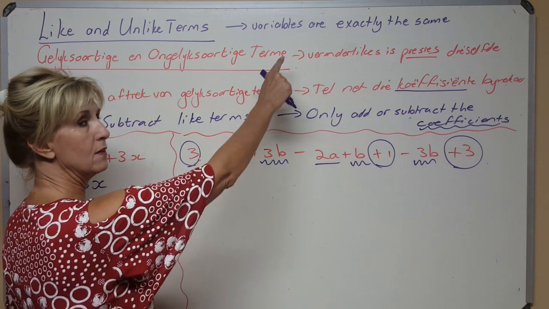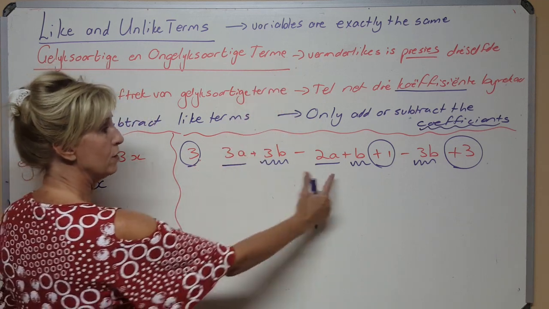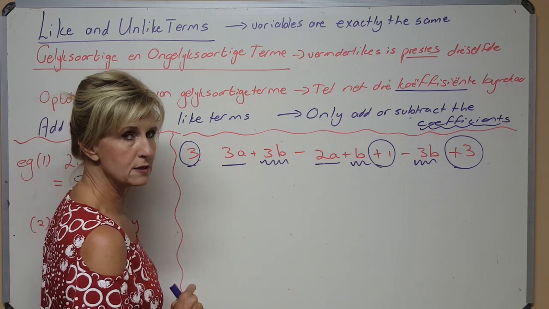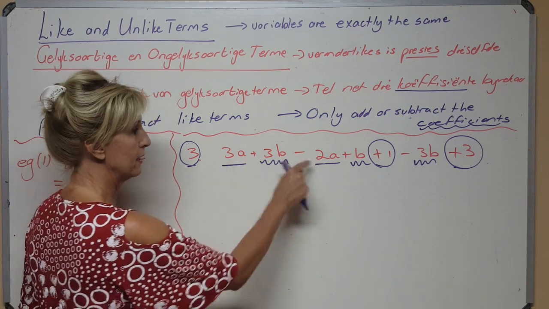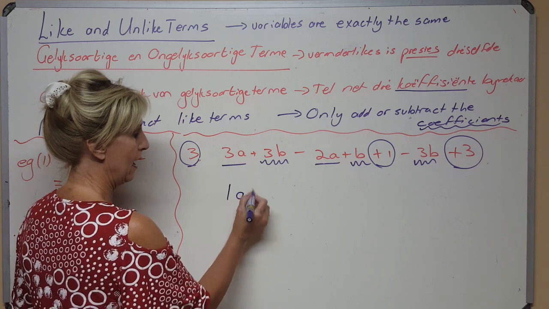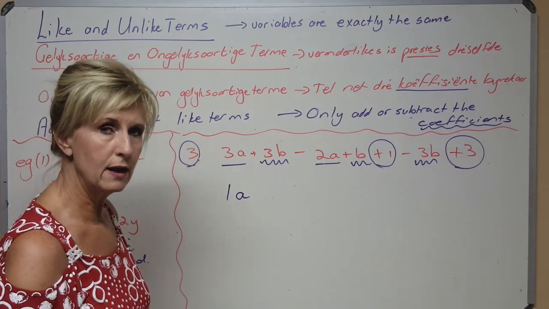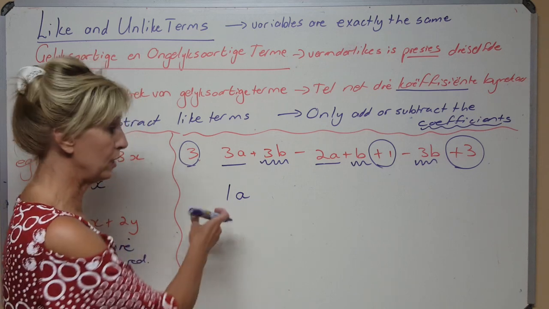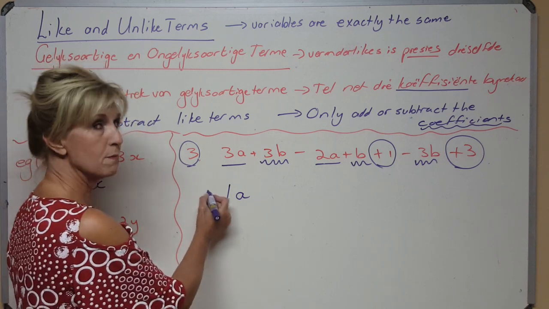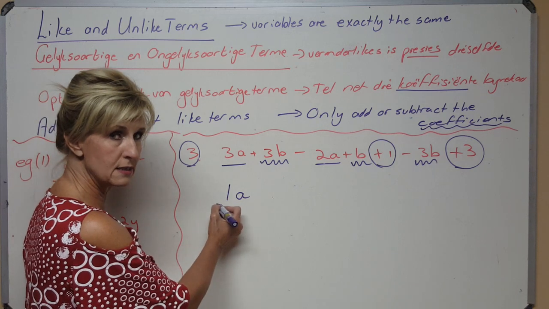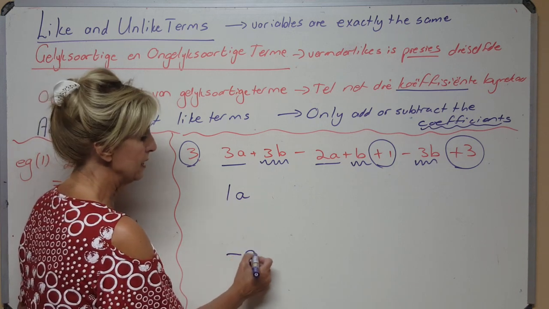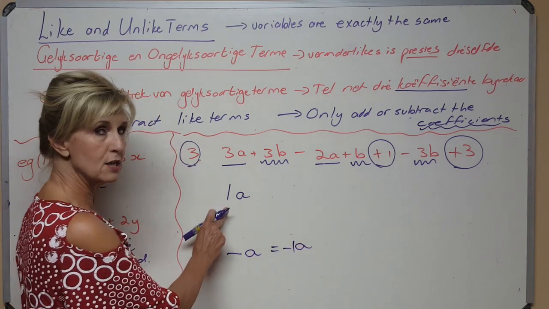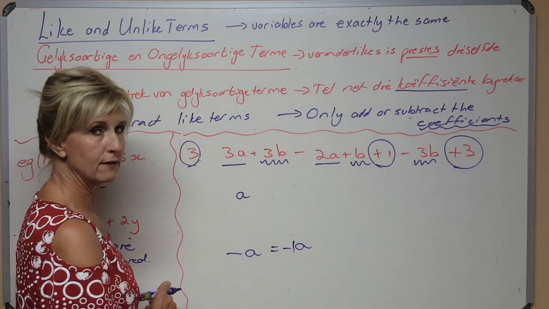How do I add them? Add the coefficients. So om daai by mekaar te tel, tel ek die 3 minus 2 by mekaar. What does 3 minus 2 give you? 3 minus 2 is 1A. Do you need to put the 1 there? It means 1 times A. You don't have to put the 1 there, but you can if you want to. But if it was minus 1, you had to put the minus. You can put minus A or you can put minus 1A if you want to. But in this case, you can either put the 1 or you can leave it away.